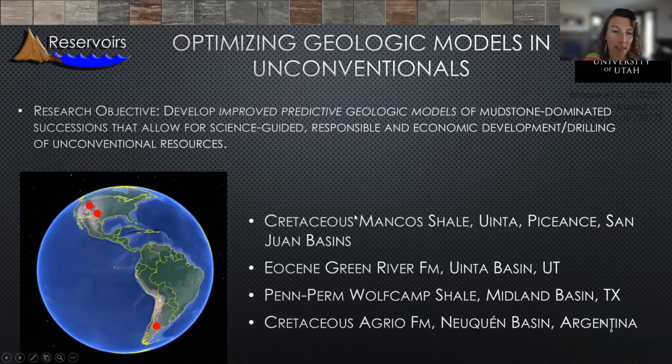I've worked extensively in the Mancos Shale, in the Uinta, Piceance, and San Juan basins. I have a whole wealth of work in the lacustrine Green River Formation here in the Uinta Basin of Utah, which I won't talk much about today at all. And then the Pennsylvanian Permian, the Wolfcamp in the Midland Basin. We've done work there. In the last 5 or so years, I've been working in the Neuquén Basin of Argentina, looking at the Agrio Formation, which is the secondary source rock in that, well, tertiary probably, in that system.